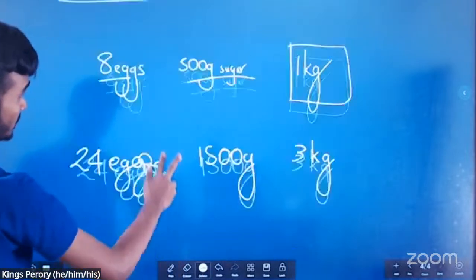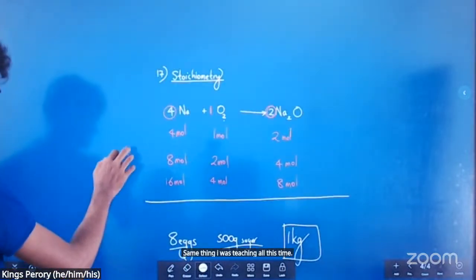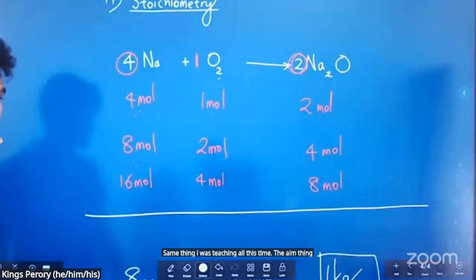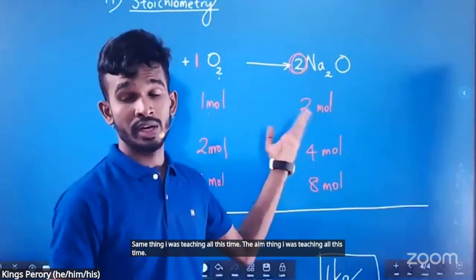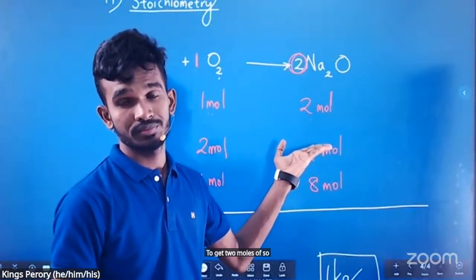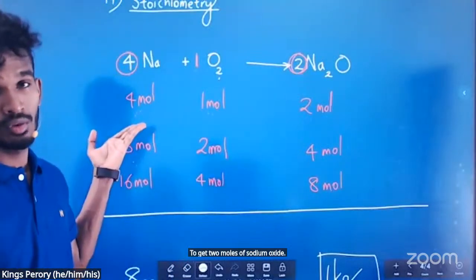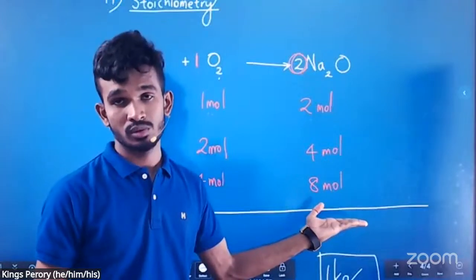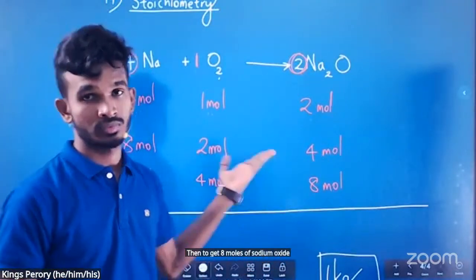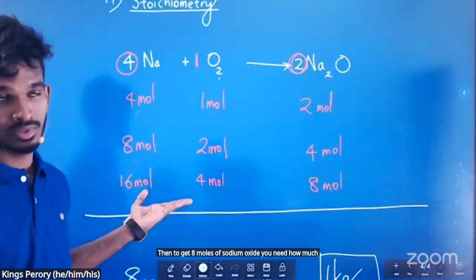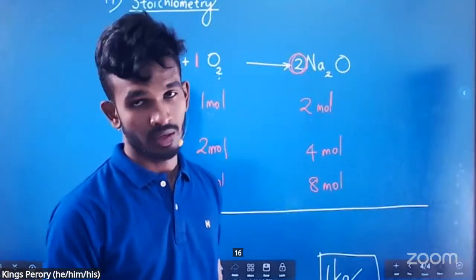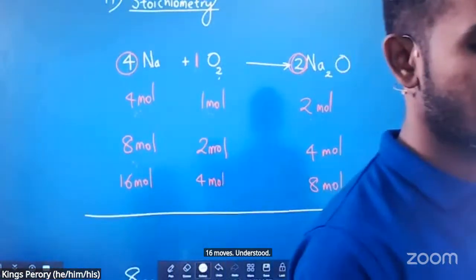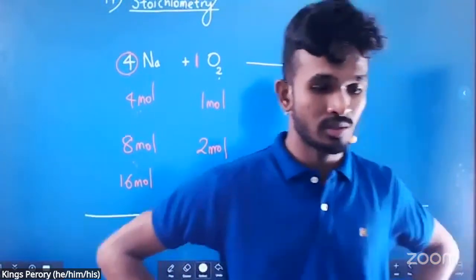Same thing I was teaching all this time. To get 2 moles of sodium oxide, you need 4 moles of sodium. Then to get 8 moles of sodium oxide, how much sodium do you need? 16 moles. Understood?